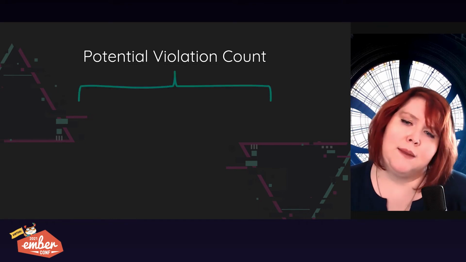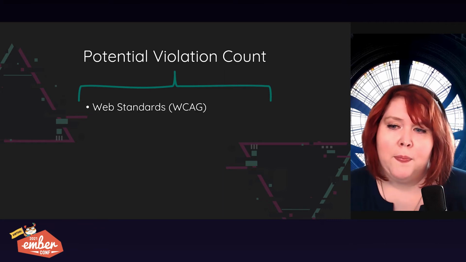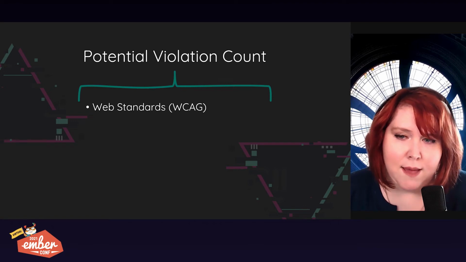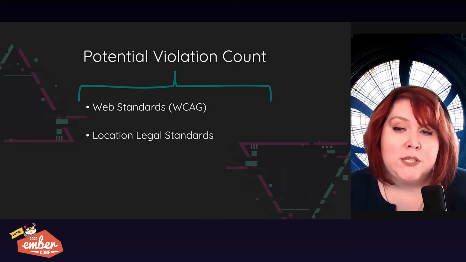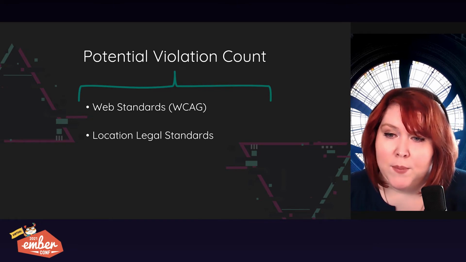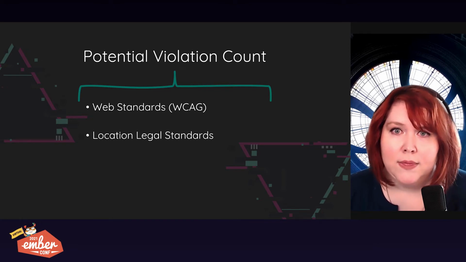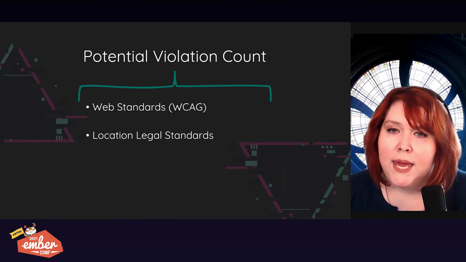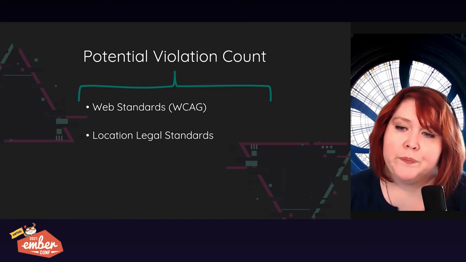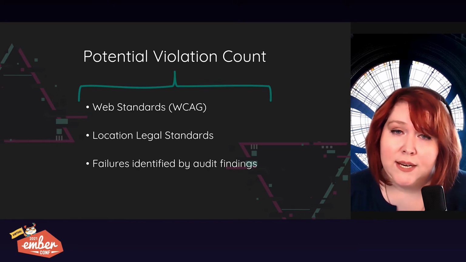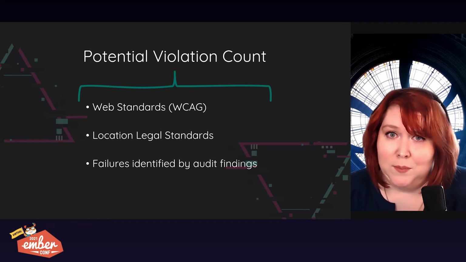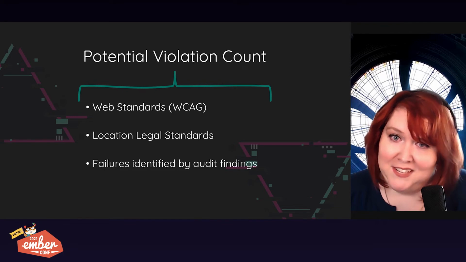But how do we get that itemized number? A few things feed into that. We've got the web standards from WCAG: success criteria, known techniques, common failures. We have location-specific legal standards. For example, in America, we have Section 508 and the Americans with Disabilities Act, and there are different standards for the European Union and Canada and different countries around the world. We also have failures identified by audit findings, because no matter how much spec anyone has written or how many laws anyone has written, developers will find a way to make an inaccessible interface.